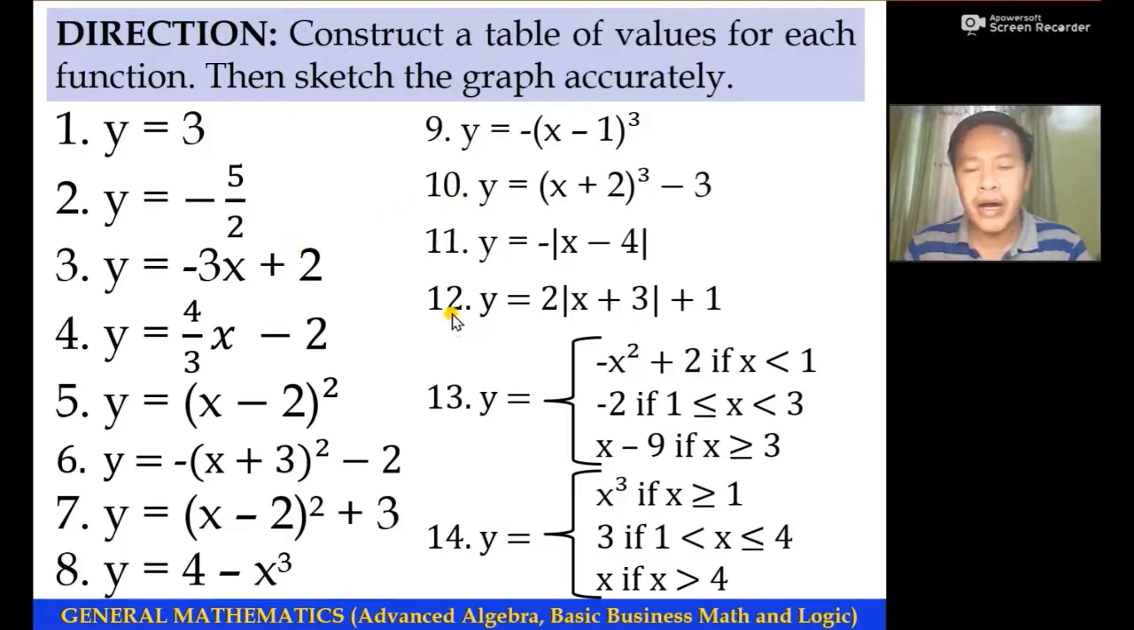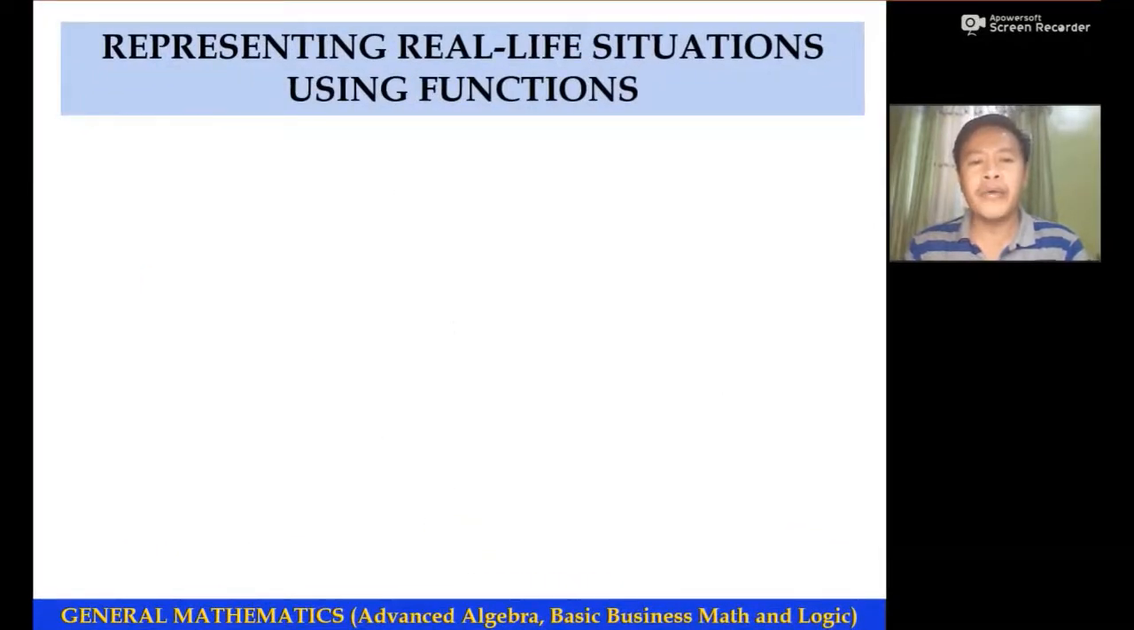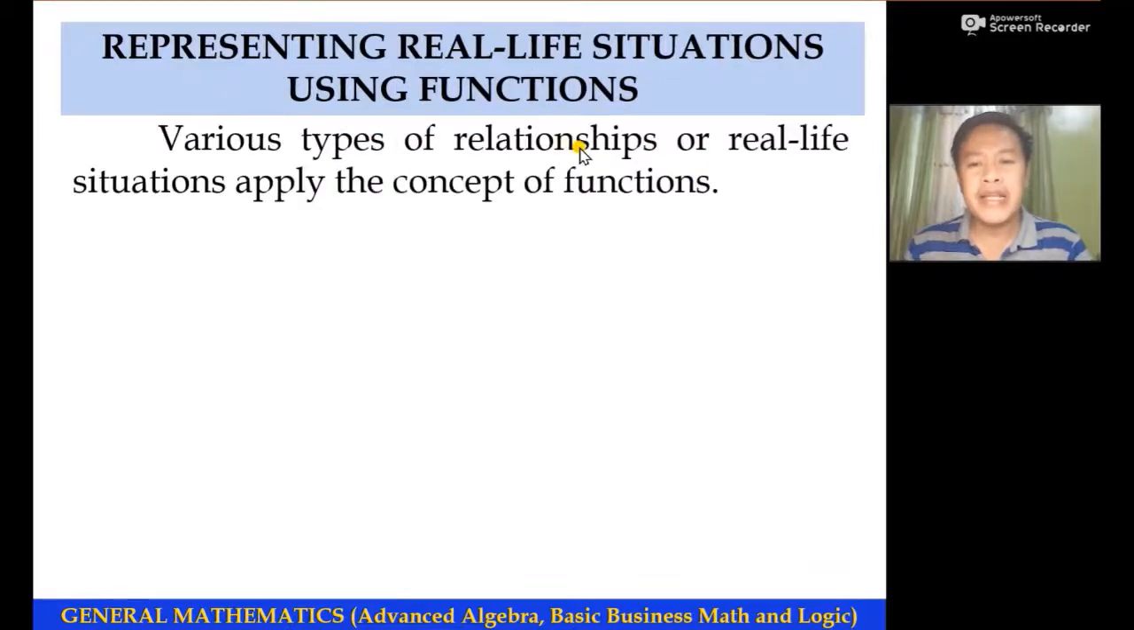11 to 12 are absolute value functions. And 13 to 14 are piecewise functions. This time, we are going to discuss real-life situations represented by functions. Various types of relationships or real-life situations apply the concept of functions.